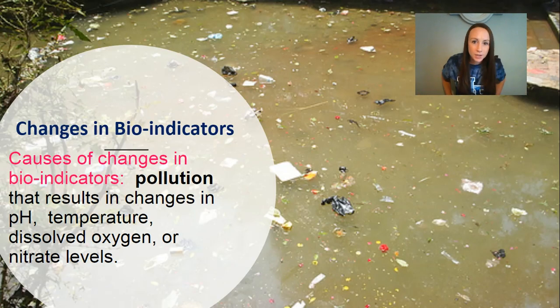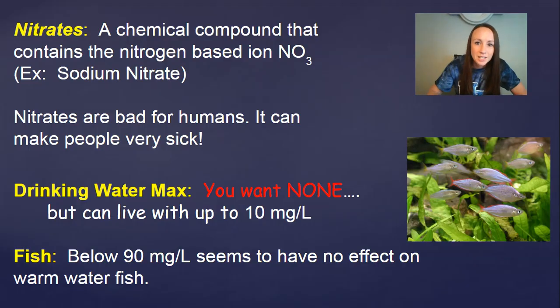So changes in bioindicators. If there's pollution, obviously since they're sensitive to pollution, they're going to die. And so changes in pH, temperature, dissolved oxygen, those are all coming from a polluted water system. Well, then if that happens, they die, they're sensitive to pollution, and it's a good indicator or a clue that the water's polluted.